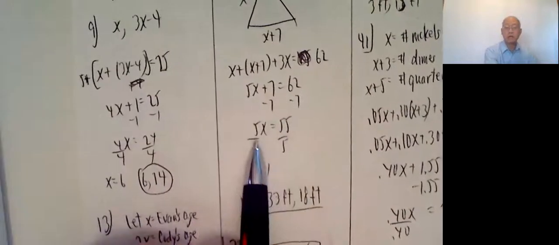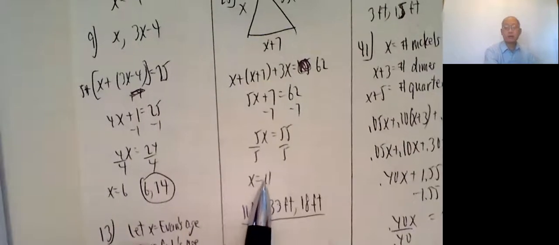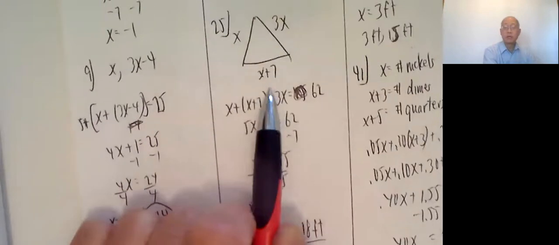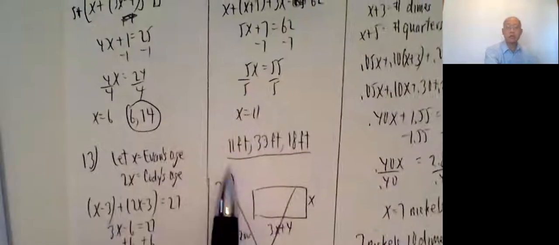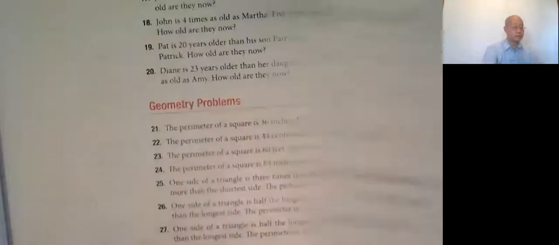Subtract 7. 5x equals 55. Divide by 5. x equals 11. Find all the sides. So this is 11. 11 times 3 is 33. 11 plus 7 is 18. So I have 11 feet, 33 feet, and 18 feet are the lengths of the sides.